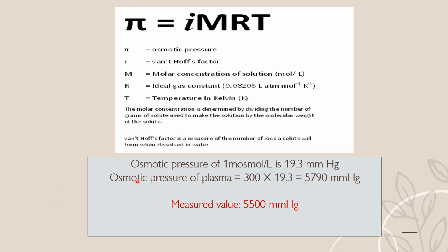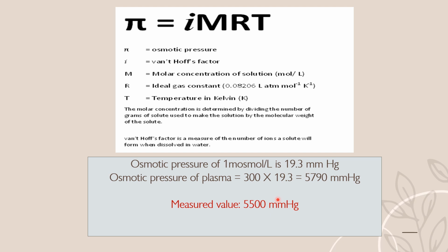Now we know the osmolarity of plasma. From this we can calculate the value of osmotic pressure of the plasma by Van 't Hoff's formula. From this formula we get that osmotic pressure of 1 milliosmole per liter is equal to 19.3 millimeter of mercury. And we know the osmolality of plasma is 300 milliosmole per liter. So 300 into 19.3 is 5790 millimeter of mercury. It is a calculated value of osmotic pressure. But if we measure it experimentally, it comes a bit less, around 5500 millimeter of mercury.